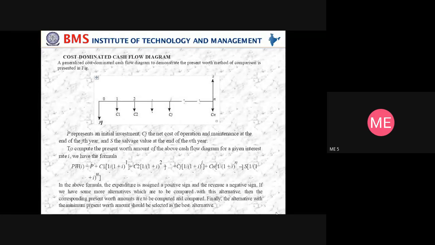So this is how the present worth values of the various available alternatives are used, and based on that the manager can take a decision, whether it is profit oriented or cost oriented. If it is profit oriented, the alternative which gives the maximum profit will be chosen. If it is cost oriented, the alternative which gives the minimum cost will be taken as the best alternative. That is how decision making takes place by using engineering economic analysis, by using present worth comparison.